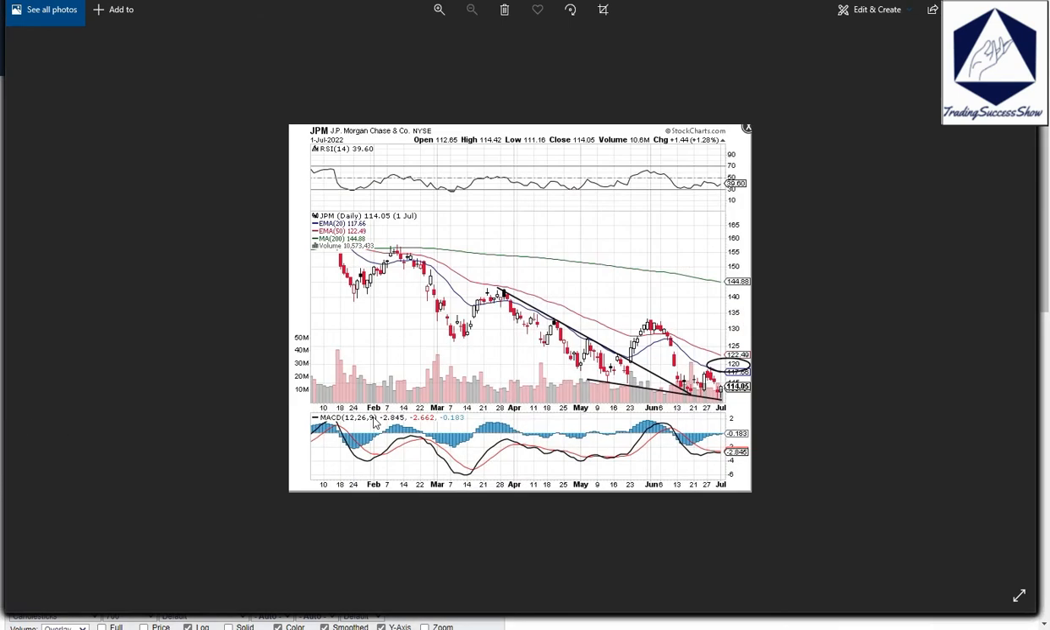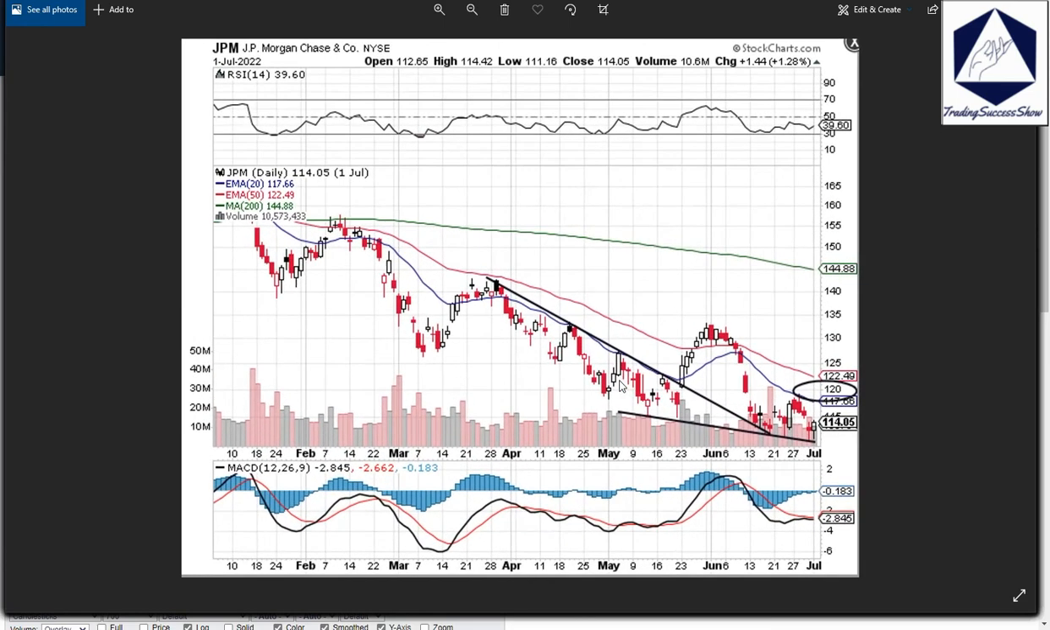JP Morgan. Let's talk about the banks real quick. JP Morgan Chase right now, we have what we call the bottom play. So we're looking for a bottom bounce play, which of course is happening right now. So keep an eye out. If this can break through 117, which coincides with our 20 exponential moving average, I'll be expecting more to the upside on that as well.